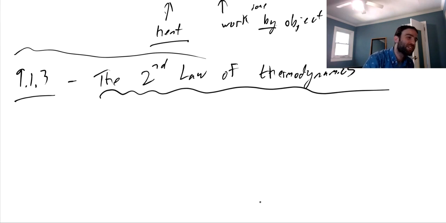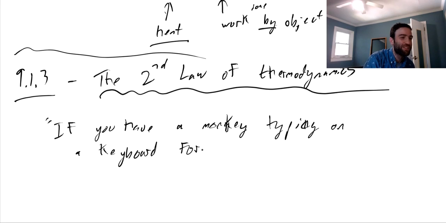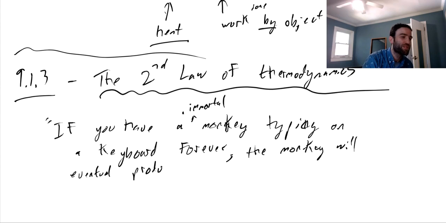One way that people like to talk about this is to think about a monkey typing on a keyboard forever. So I guess this is an immortal monkey, randomly hitting these keys. The monkey will eventually produce Hamlet, or any other work of Shakespeare. Right? And in a statistical sense, this is true.